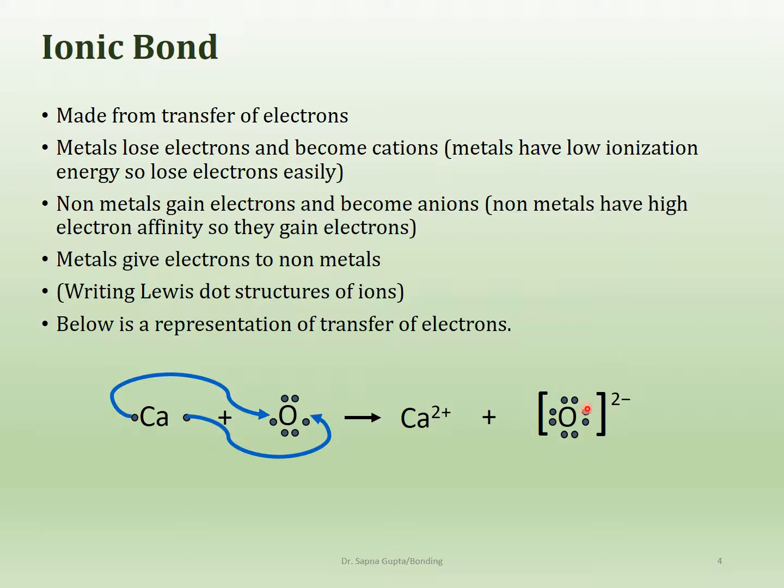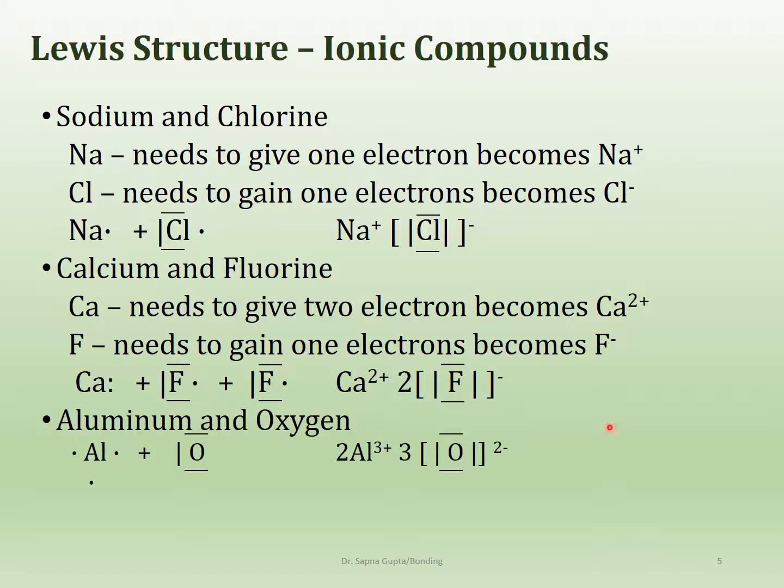So when you draw the Lewis structure for ionic bonding, you have to write Ca2+, and then in square brackets you write the oxygen with the full octet and then the 2-, which is how many electrons it has gained. There is no plus sign when you're writing the Lewis structure for ionic bonding. That is how simple ionic bonding is, and you've done this a lot before in chapter 2 when we were going through nomenclature. So here is one more, sodium and chlorine.